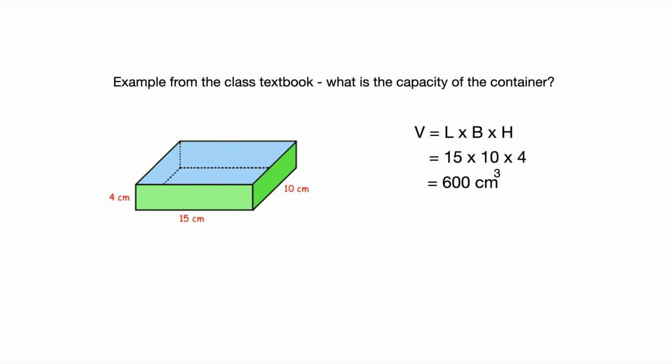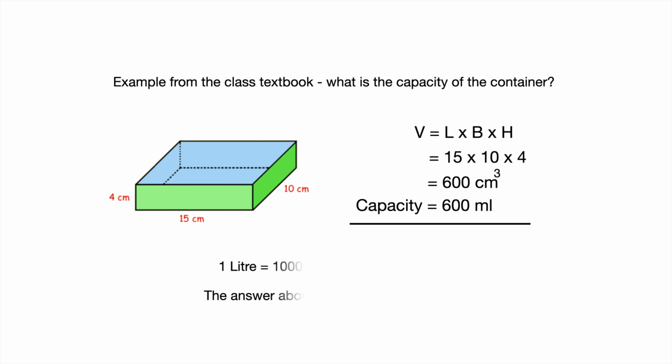But remember, we said every cubic centimetre is 1 ml. So the capacity, the liquid that container could hold, would be 600 ml. Another thing to note is that 1,000 millilitres equals a litre. 1 litre is equal to 1,000 ml.